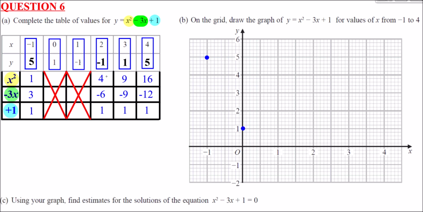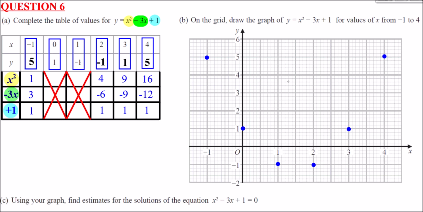The next one, 1 and minus 1, so that's going to be somewhere down here. Then we've got 2 and minus 1, which will be here. 3 and 1 up here. And then finally 4 and 5, this point over here.